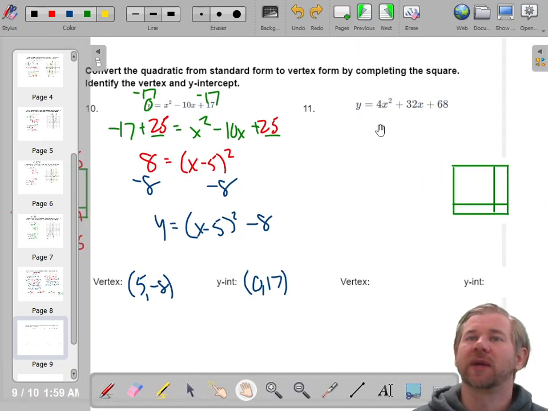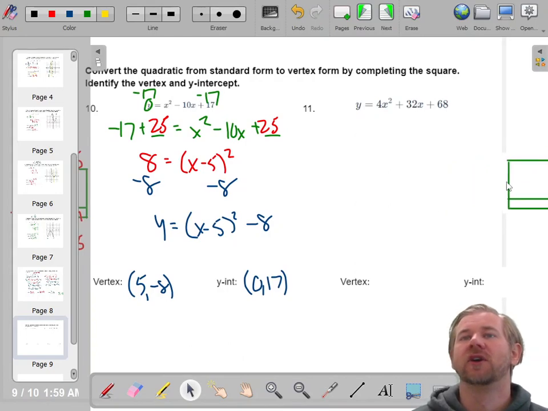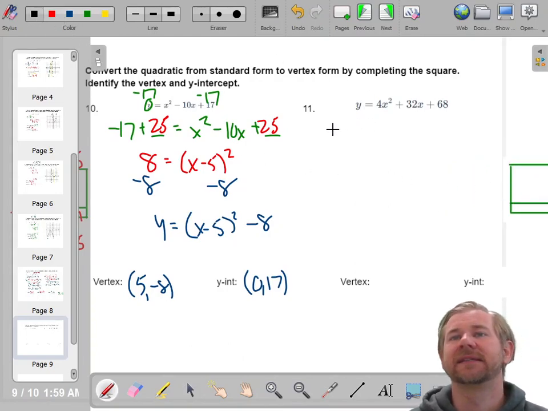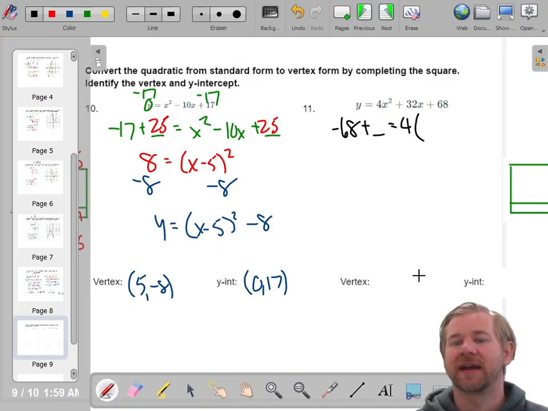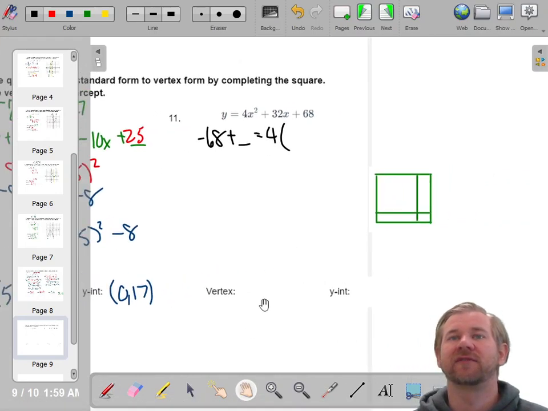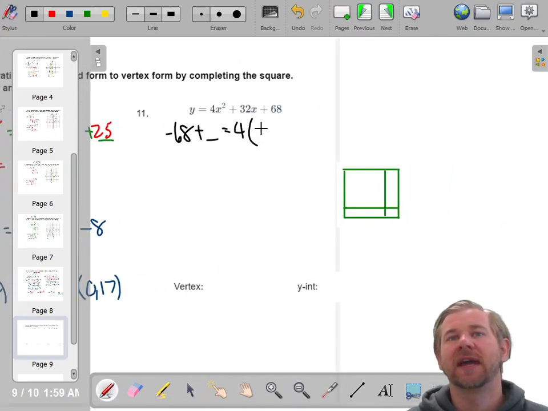One more, and this one's a little trickier because you got a 4 out front. So first, I'm going to do minus 68 on both sides, and I'll leave myself a blank. And on the right side, I have this 4. I have to factor that out to complete the square. You have to factor that out. So it's going to be x squared plus 32 divided by 4 is 8, and then I'll put my blank right there.